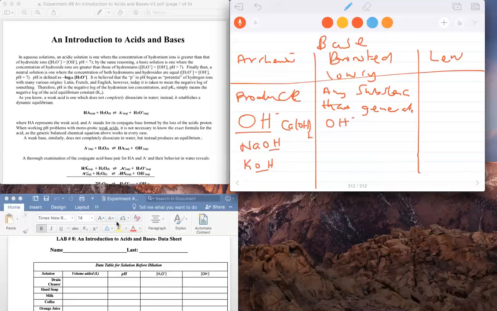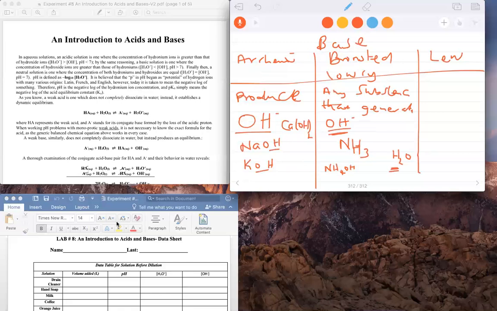For example, this is an Arrhenius base, but it does not have OH in its chemical formula, but it generates OH by accepting hydrogen from a water molecule. If we dissolve ammonia in water, one hydrogen from H2O will form ammonium hydroxide, and this will just be produced in H2O. So that's the difference between the Arrhenius and Bronsted-Lowry definition of a base.